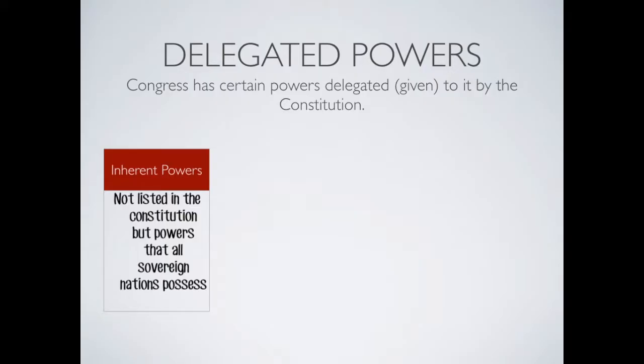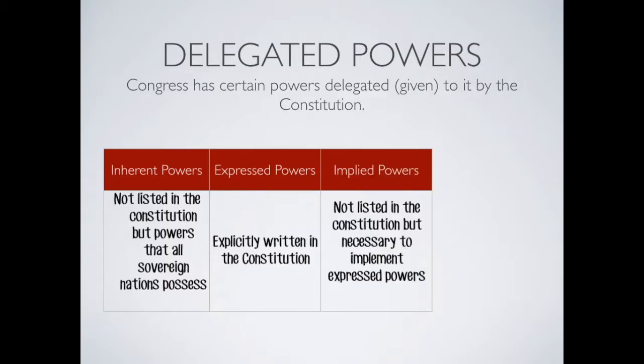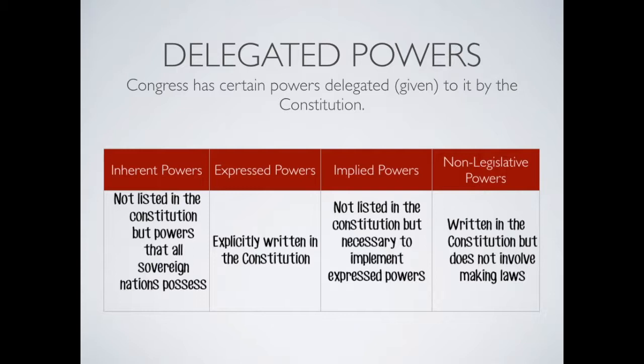Congress has powers delegated or given to it by the Constitution. Congress has many powers to do many things. Congress has inherent powers. They're not listed in the Constitution, but these are powers that all sovereign nations possess. Explicitly written in the Constitution in specific wording, the express powers are delegated to Congress as well. By reasonable deduction from the express powers, we also have implied powers. And lastly, even though it's the legislative branch's duty to create laws, they also have some non-legislative powers. These are powers that don't necessarily have to do with making a law. Throughout this video, we're going to go in depth with each type of power.